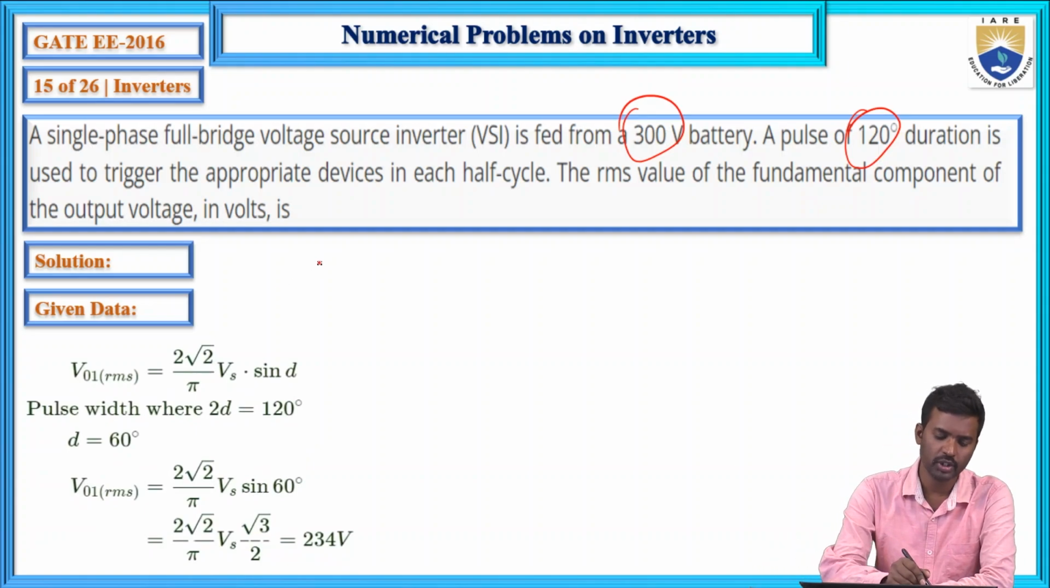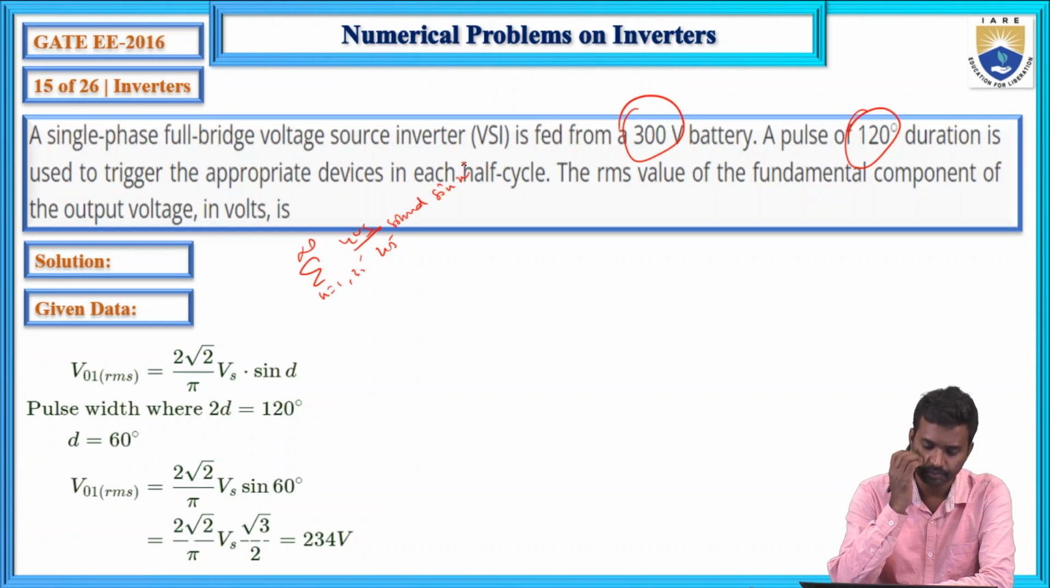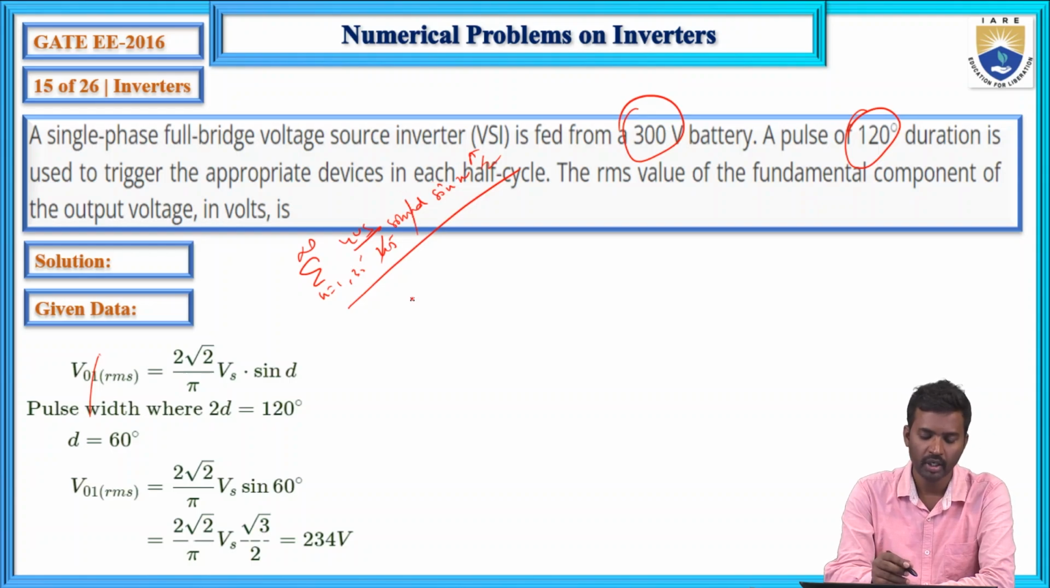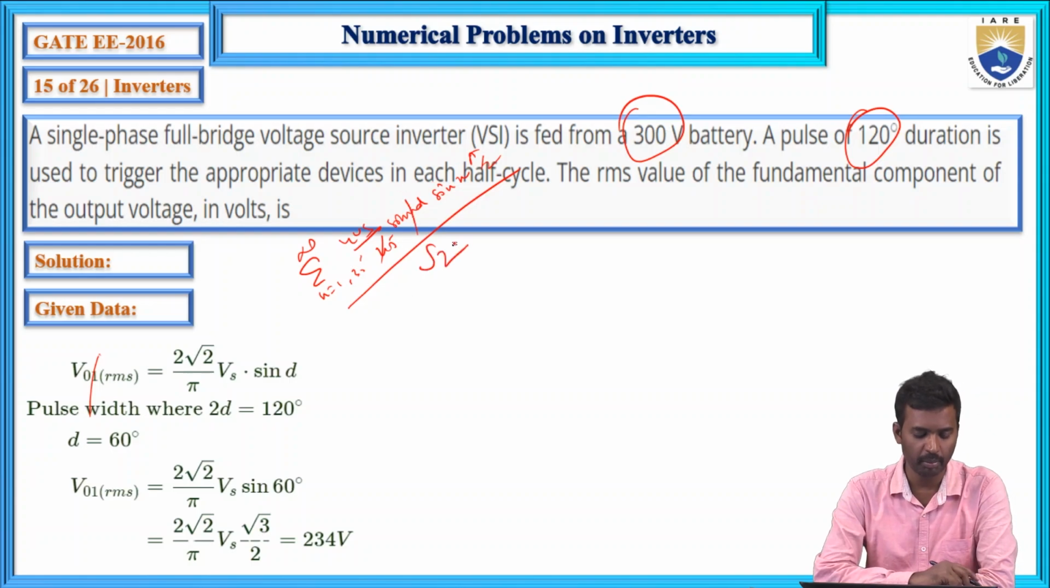So we know very well this formula: the sum over n equals 1, 3, 5 up to infinity of 4 Vs by n pi, sin n d, sin n pi by 2. Now here n equals 1, meaning the fundamental component, and dividing by root 2 gives the RMS value.